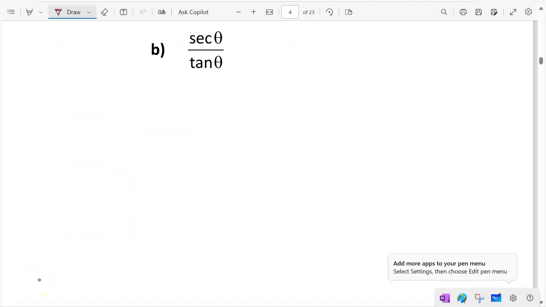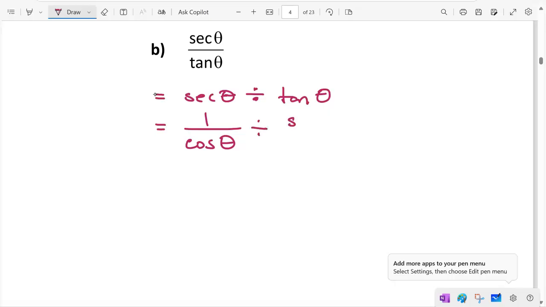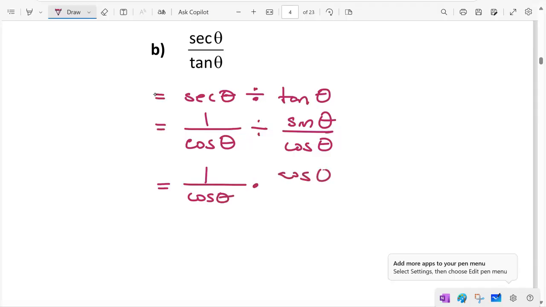In B, when I'm simplifying something that's in fraction form, a strategy that may be helpful is to rewrite it as a division. Secant of theta divided by tangent of theta, or just to write the division in a different way. Secant of theta is 1 divided by the cosine of theta, since secant is the reciprocal of cosine, and then that's divided by tangent of theta, which is sine theta over cosine theta. When I divide fractions, I change to multiplication and the reciprocal of the divisor.